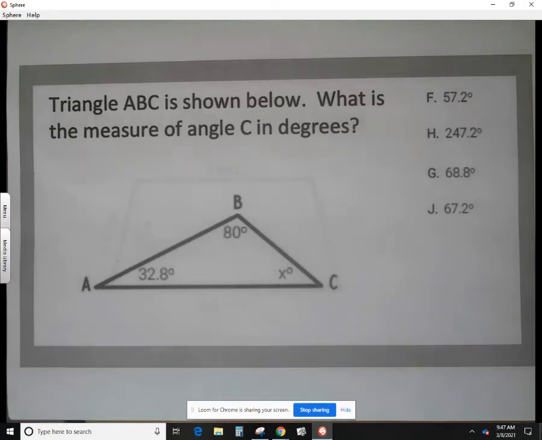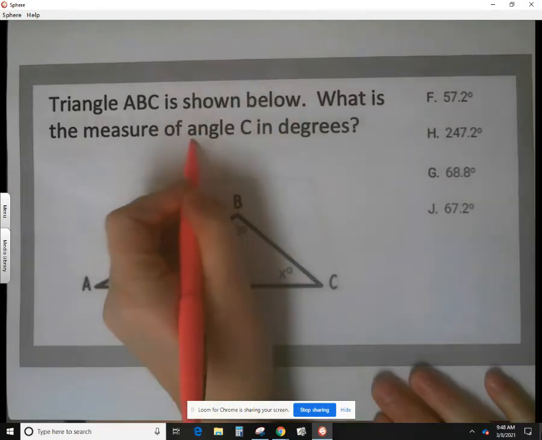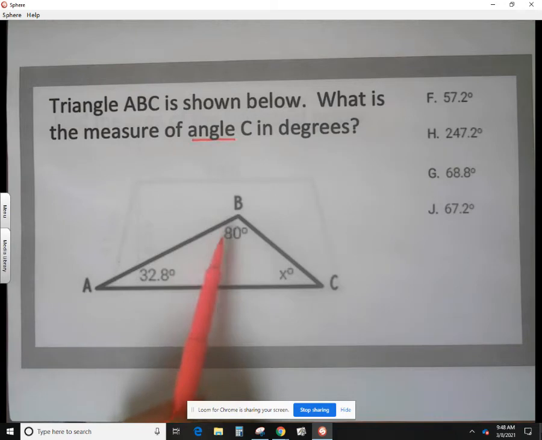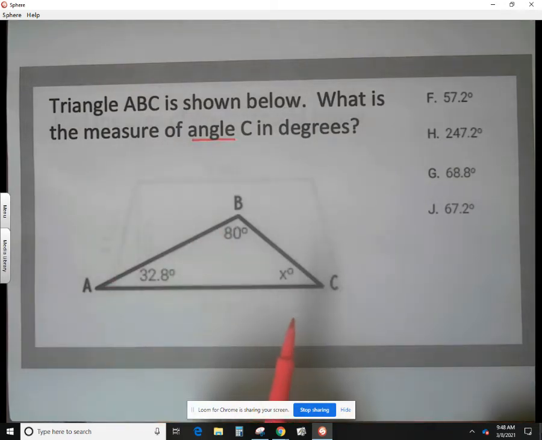So we are getting ready to take our test over geometry, and I'm going to go over your review questions. This first question, they give us a triangle. A common mistake I've seen is that people are trying to use the area formula, but you'll notice that there's nothing about area. It says what's the measure of angle C. So we don't know angle C, but we know two things. We know angle A and angle B, and we know that altogether they add up to 180.